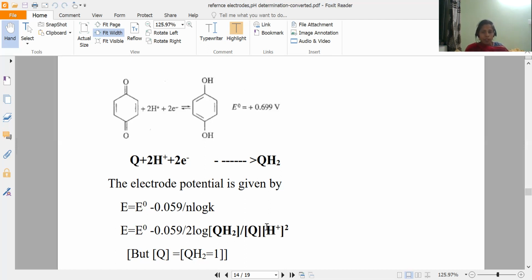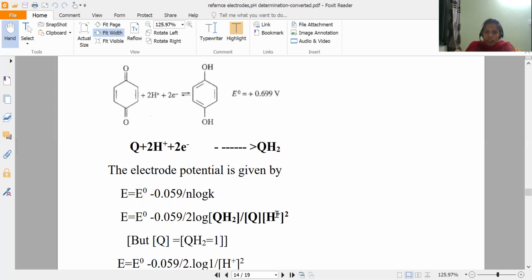But I said now, what is the quinhydrone electrode? Quinhydrone electrode is the equimolar mixture of quinone and hydroquinone. That means quinone, that is Q, and hydroquinone, that is QH2. These 2 concentrations will be equal. That means if Q is 1 molar, QH2 is also 1 molar. If Q is 2 molar, QH2 is also 2 molar. So always these 2 will be equal, so we are assuming that the ratio is equal to 1. So let us cancel these 2. Then what is the remaining thing? H plus power 2 is the remaining thing.